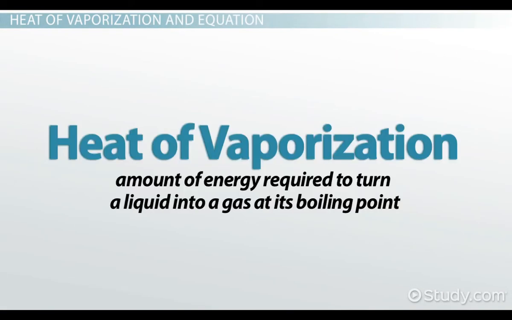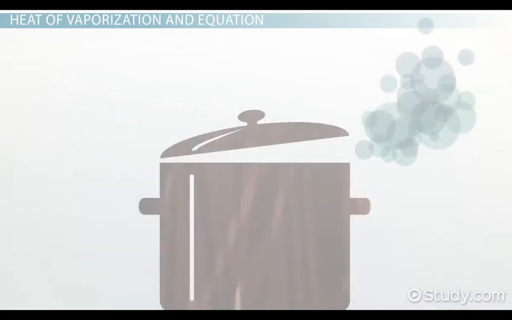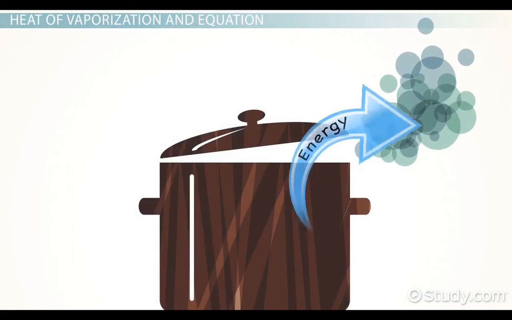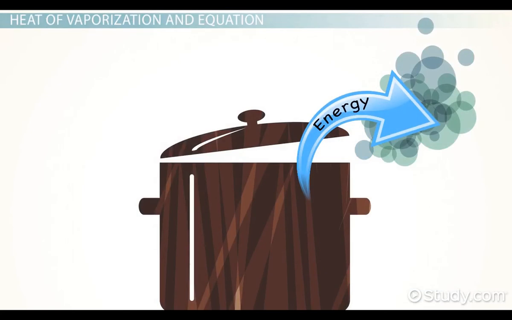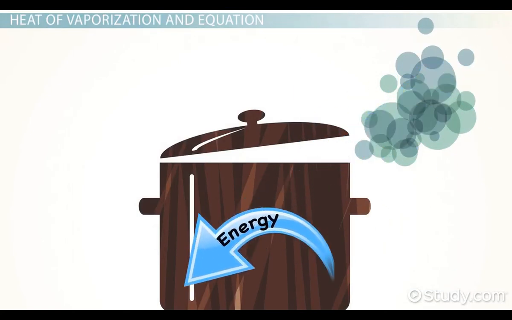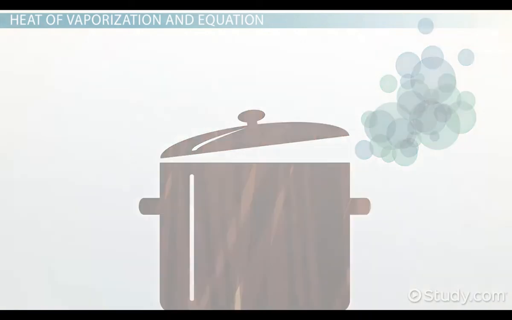The heat of vaporization is the amount of energy required to turn a liquid into a gas at its boiling point. Just like with melting, it takes energy to change a liquid into a gas, but energy is lost when a gas is changed into a liquid. There's also a heat of condensation, which means the amount of energy that is released when a gas turns into a liquid at its condensation point. But our focus here is the heat of vaporization.